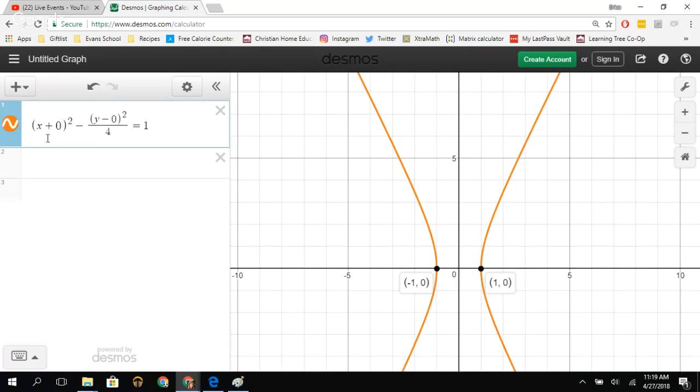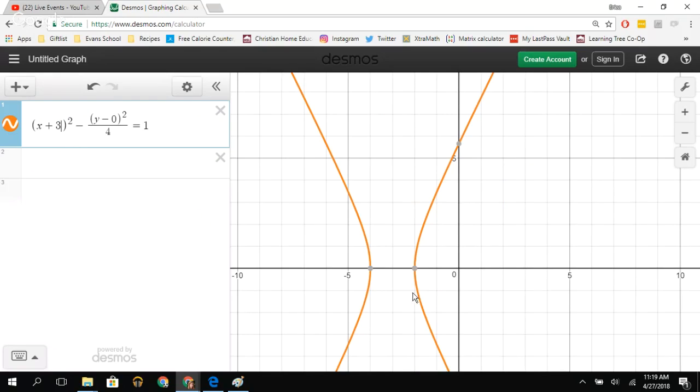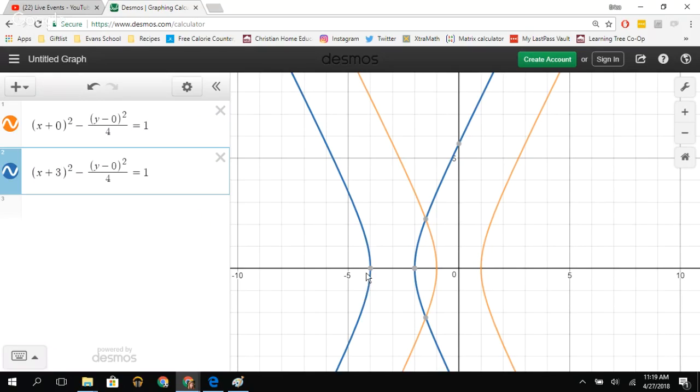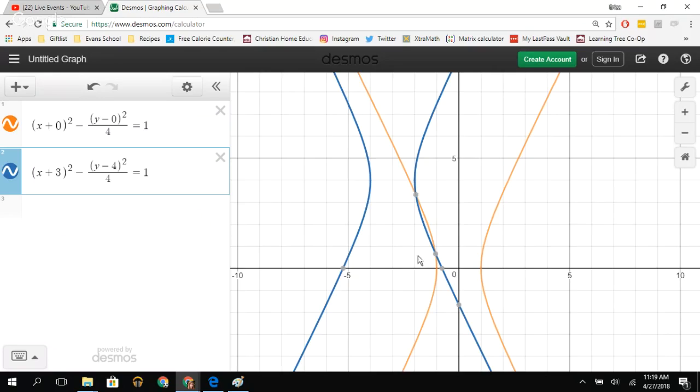If I then change my equation and I add 3, so I'm adding 3 to the x, which means it's going to shift my graph to the left by 3. So do you see that? This was before. Actually, I'll copy and paste it. So by adding 3, I shift my graph to the left. Okay. And by subtracting 4, I shift my graph up by 4.